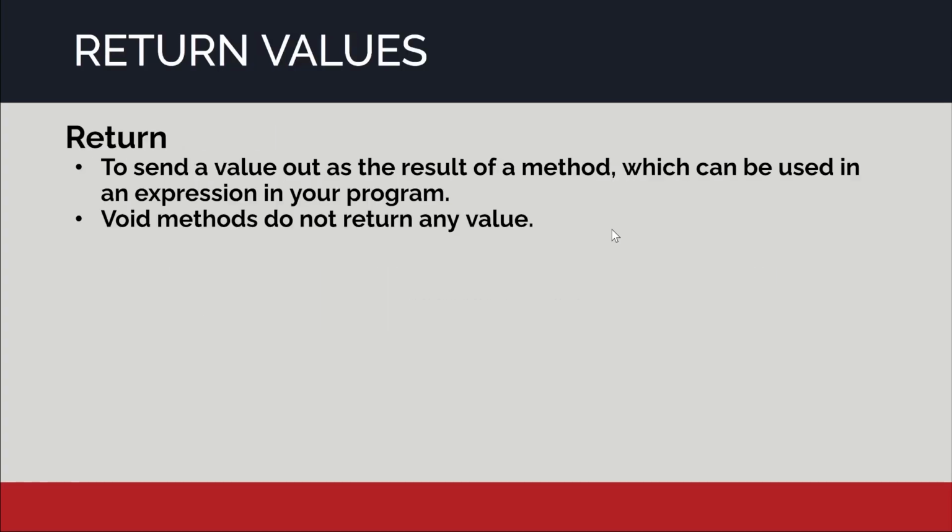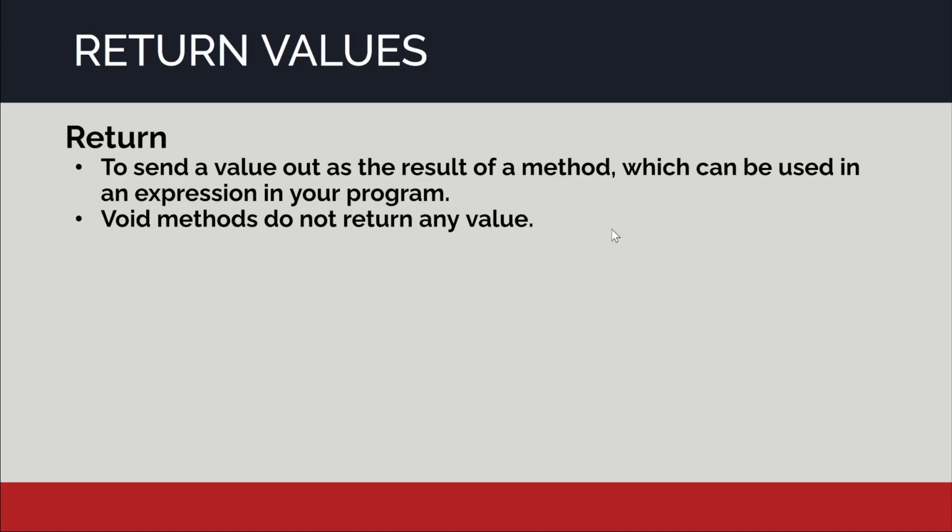Okay, so on to our next principle. I mentioned before that you cannot use parameters to get a value out of a method. Well, all is not lost. You can get something out of a method. It's just a totally different mechanism, and that is called returning. To return something is to send a value out as a result of a method. And then that can be used as an expression in your program. You can just assign it to a variable and reuse it later.